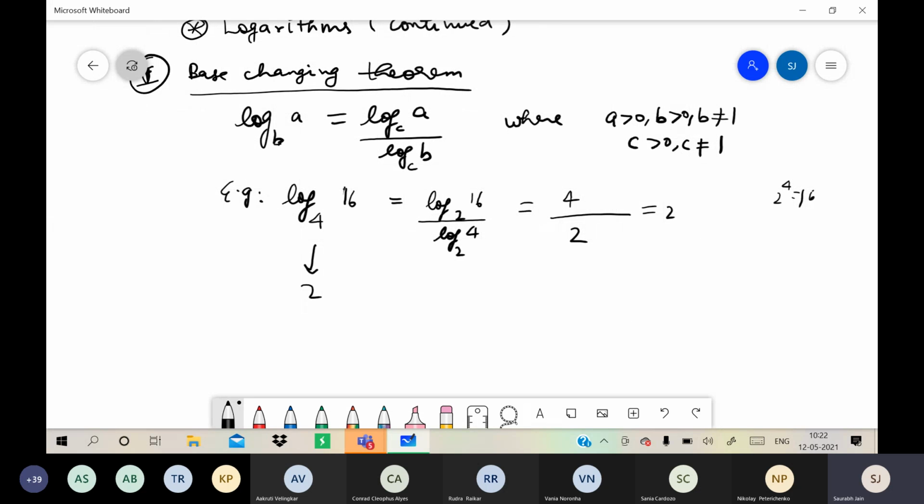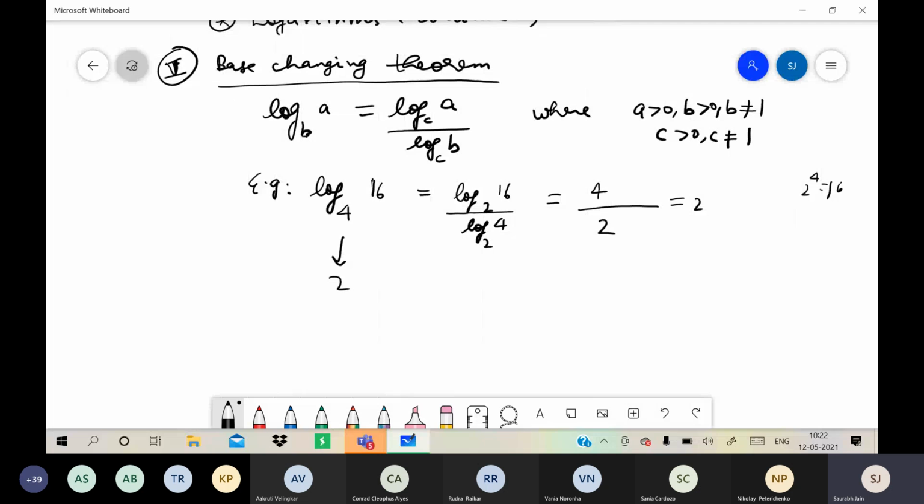Now you may say, sir, what was the advantage? I could simply find log 16 base 4. Why I need to do this? Yes, that is correct. So this was the example how we have to use base changing theorem. But actually you will realize its importance when I will give you this kind of question.